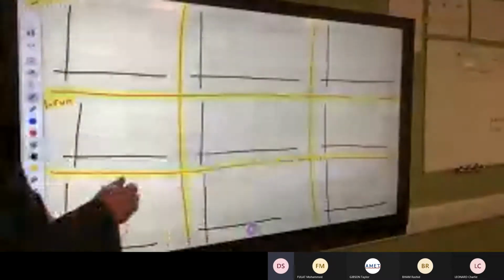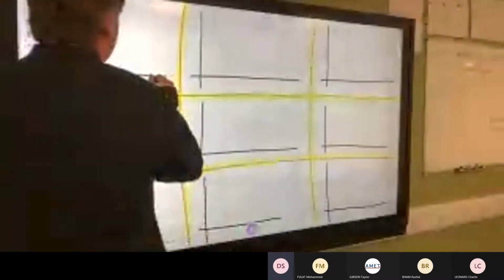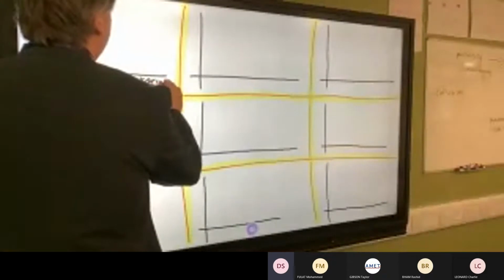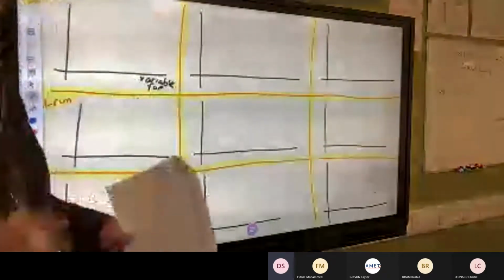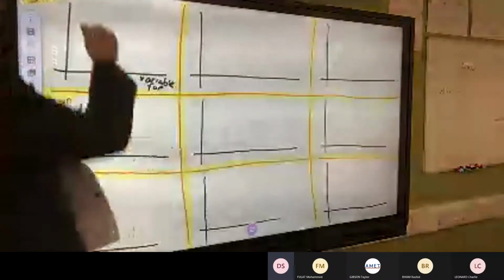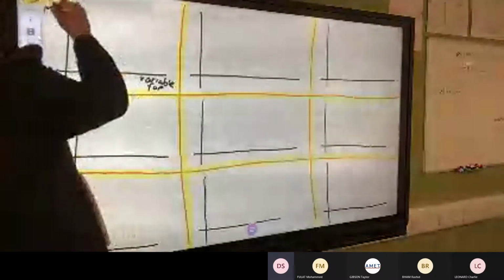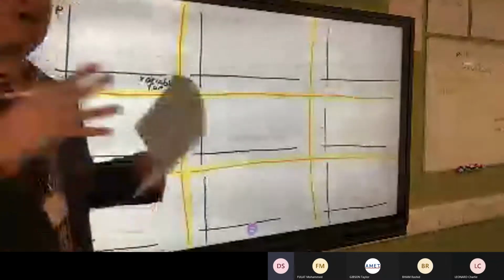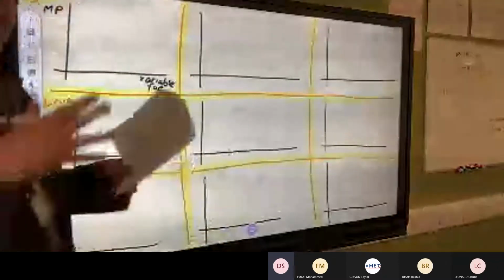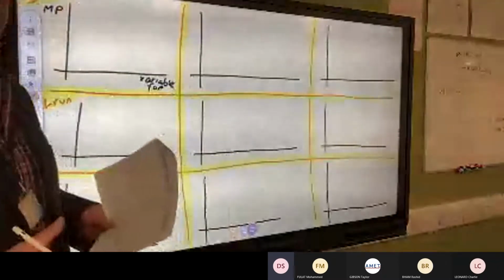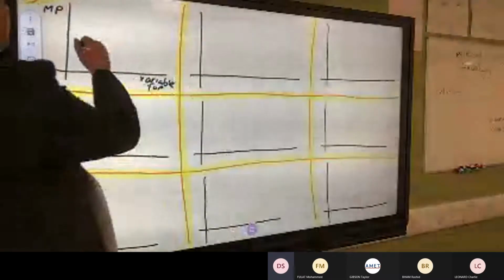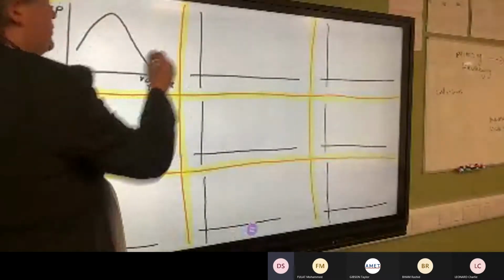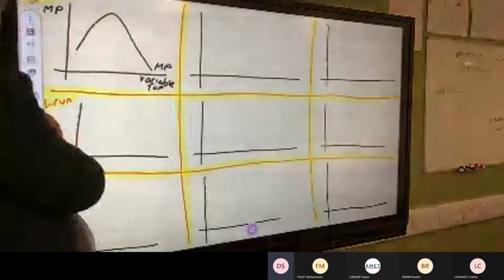So on this first diagram, I'm going to put down variable factors of production. So think about that as labour. And then we're going to be measuring over time the marginal product. So how much extra output we get by adding extra units of variable factors of production. So that will create a marginal product curve that is shaped like this here.